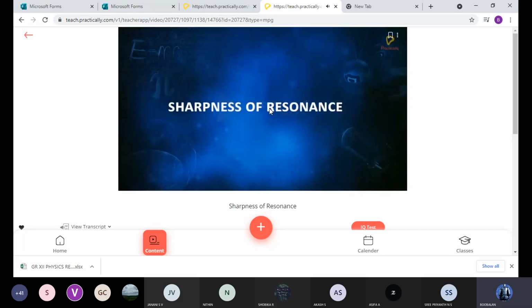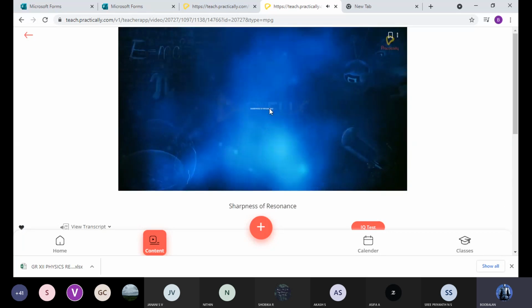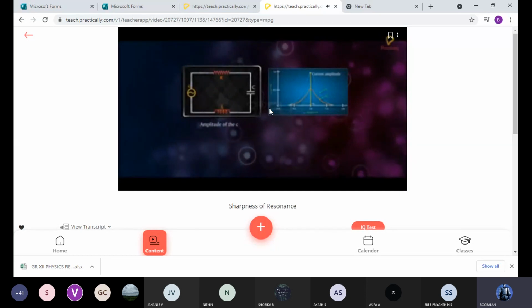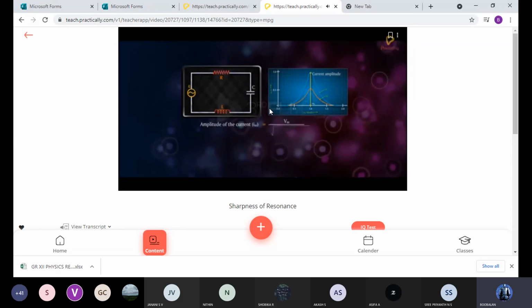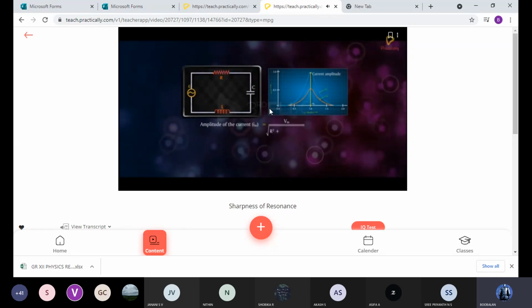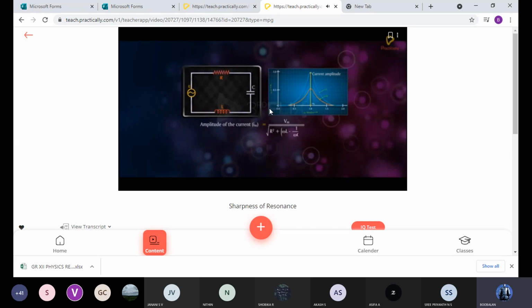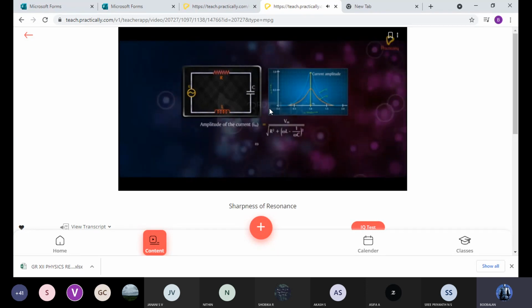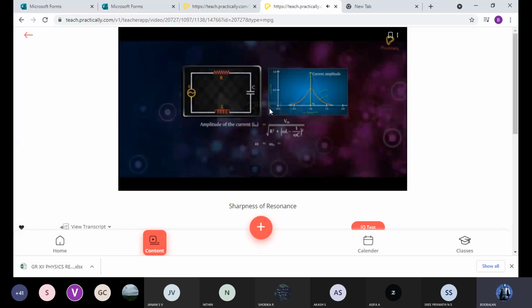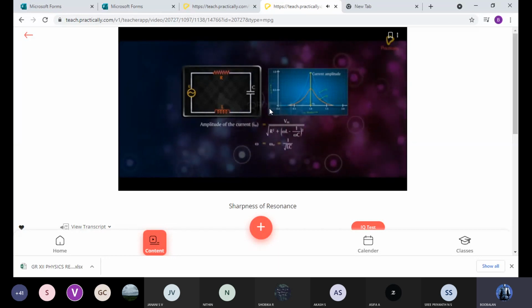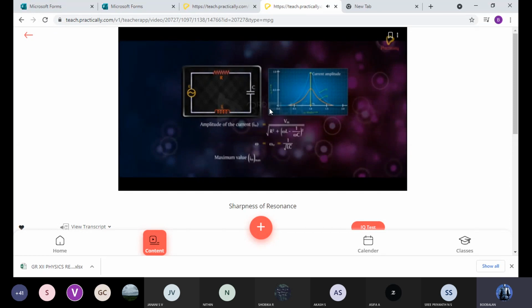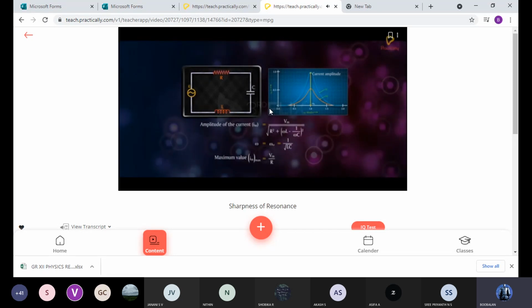Sharpness of resonance. The amplitude of the current in the LCR series circuit is given as Im is equal to Vm by root over R square plus (omega L minus 1 by omega C) whole square. This value is maximum when omega is equal to omega naught is equal to 1 by root LC. Maximum value, Im max, is equal to Vm by R.